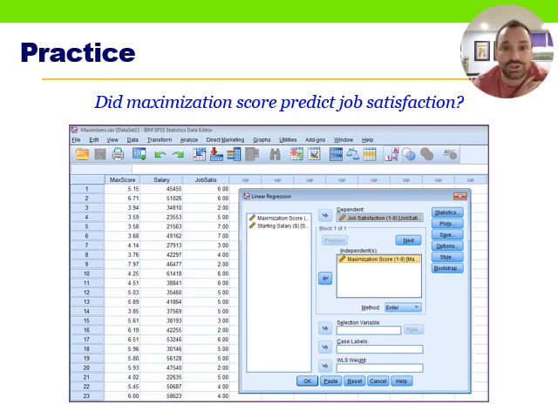So what I'd like you to try doing is run another linear regression, but instead of using maximization to predict salary, I want you to use maximization to predict job satisfaction. And then, interpret the results in the way that we just did and write up your results following the APA format on the last slide. So if you want to go ahead and do that, take a few minutes. You can pause your video right now. And the next thing I will do is go over the answer to that practice problem.